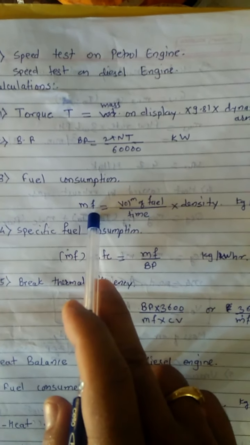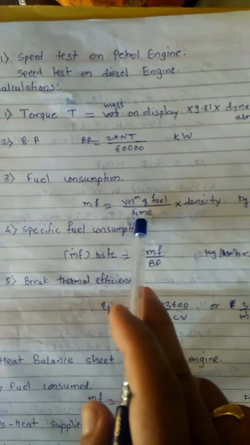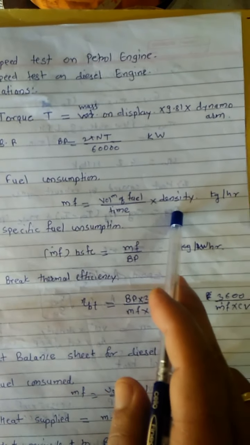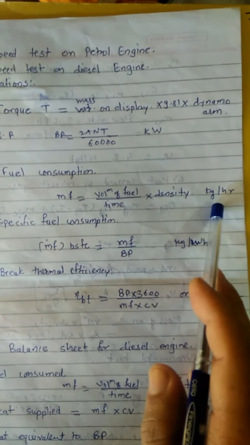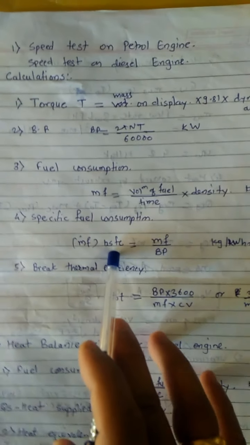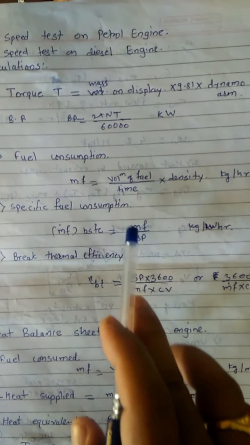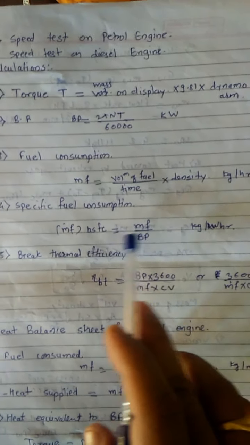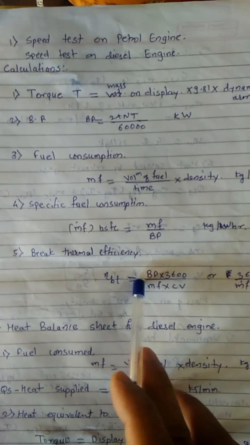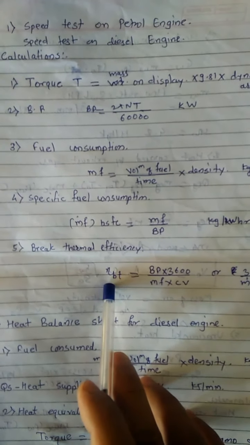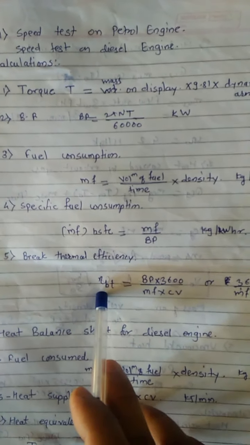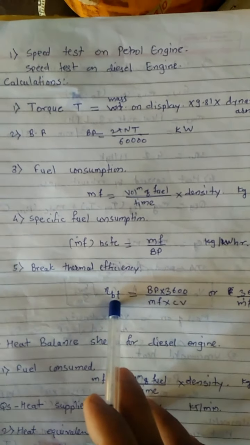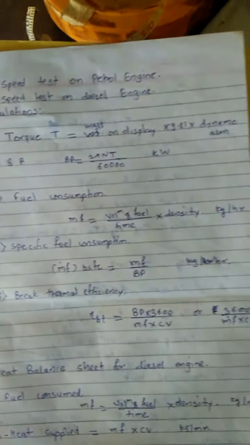Now we will calculate the fuel consumption. Fuel consumption is equal to volume of fuel consumed divided by time into density. So this fuel consumption will be in kg per hour. Now specific fuel consumption is given by the formula mass of fuel consumed divided by brake power, so it will be in kg per kilowatt hour. When we put the value of this m dot f and brake power in this equation, we will have the brake thermal efficiency. Now calculate this brake thermal efficiency for various loads and write down this brake thermal efficiency and mechanical efficiency in this column.